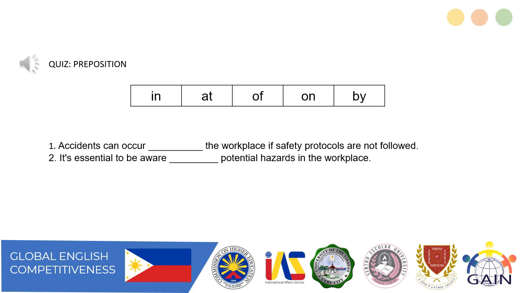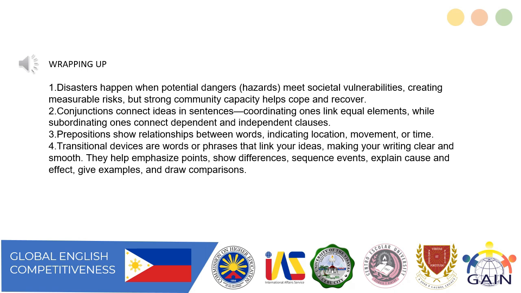Second statement. It's essential to be aware blank potential hazards in the workplace. Which preposition shall we use? The answer is of. It's essential to be aware of potential hazards in the workplace. This preposition is often used to indicate possession or association, conveying the idea that awareness should be directed towards the potential hazards that exist within the workplace.